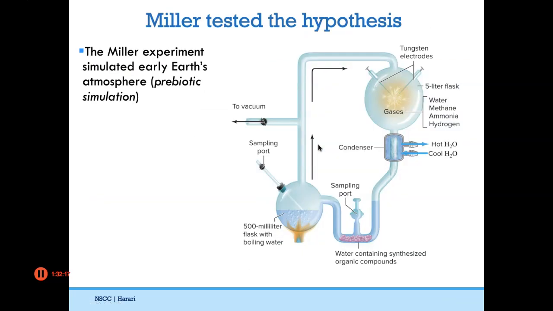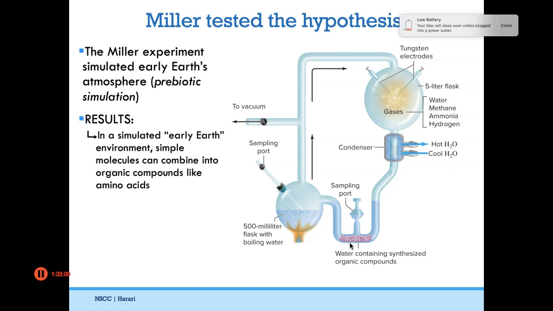And there's a very famous experiment called the Miller experiment that tried to see if this hypothesis could be correct. So what he did was he tried to simulate the early conditions of Earth's environment. So he took a flask with gases that were found in early Earth's environment, like water, methane, ammonia, and hydrogen, and he exposed them to tungsten electrodes, which would simulate lightning that was probably present on early Earth. And in addition with water vapor, from boiling water, which produced vapor, and the electricity, he saw that these gases produced organic compounds. So he actually saw that in a simulated early Earth environment, very simple molecules can combine into very complex organic molecules just on their own. And he found amino acids in here.